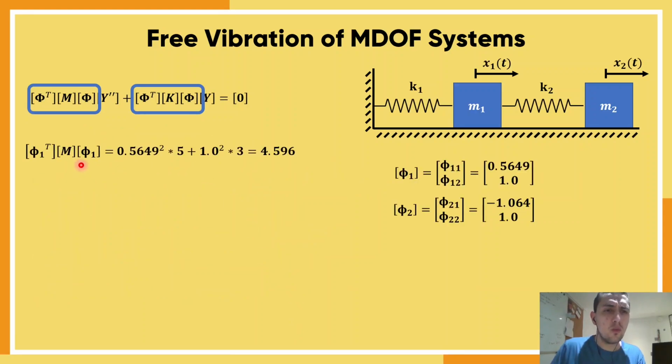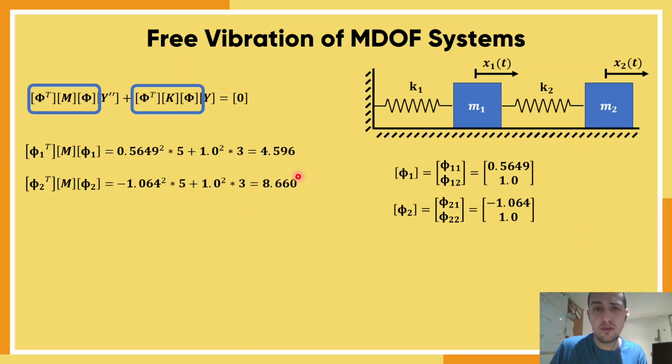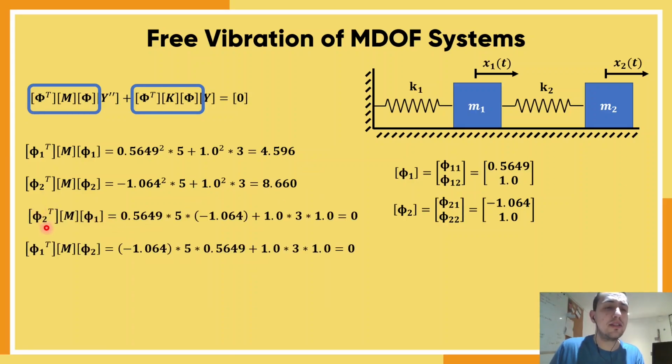Now, if we do the same for phi 2, we get another scalar, but now different, 8.66, which is okay. But look what happens if we do the multiplication when the modes are not the same. If we do phi 2 transpose M times phi 1, at the end we get 0. If you don't get 0 when you do this calculation, it's because of rounding errors, but in theory you should get 0. And if you do phi 1 transpose times M times phi 2, you also get 0.